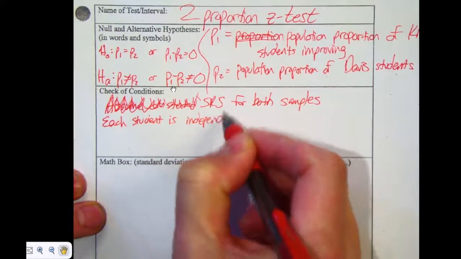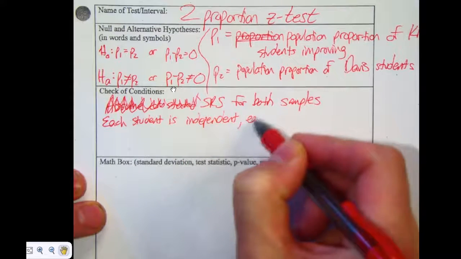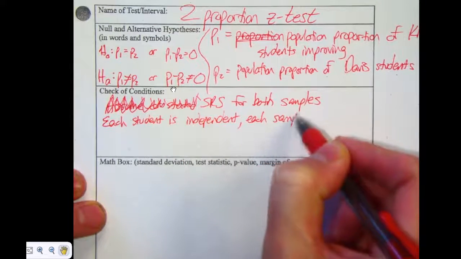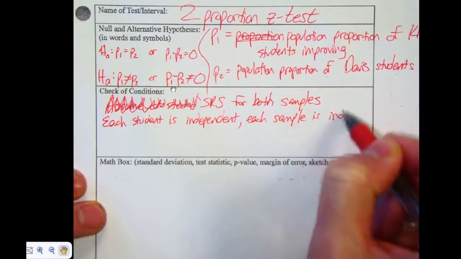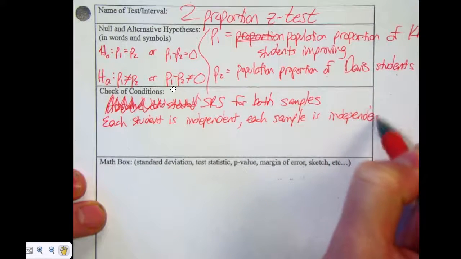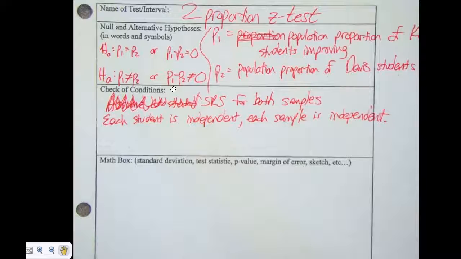So I would say it like this. Each student is independent. Each sample is independent. So like Kraft is independent from Davis as well. Yes. So Kraft and Davis are separate, and then within each of those, each of their students are separate. Okay.